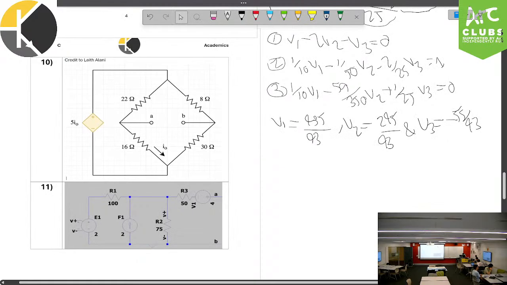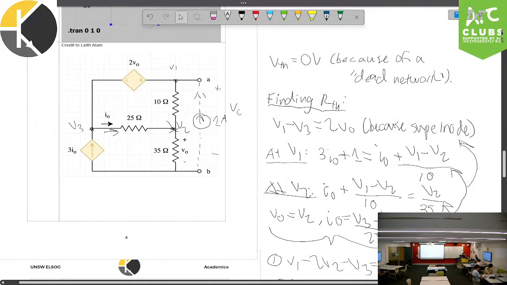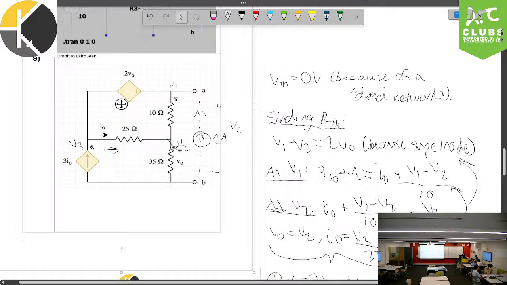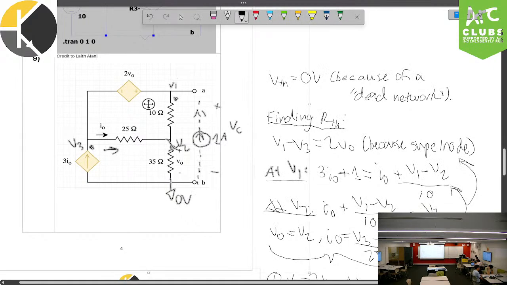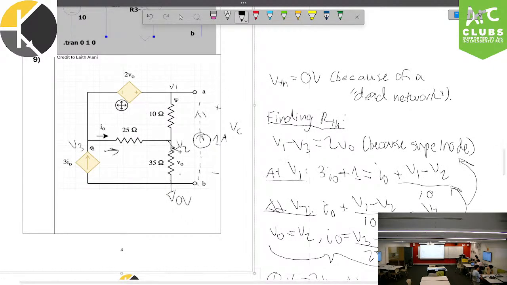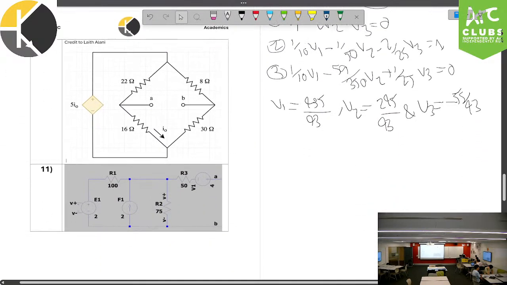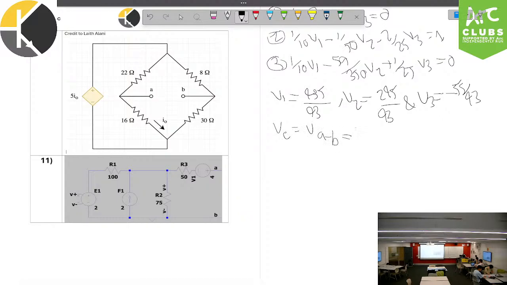Now, we don't actually care about all of these voltages. We just need one. If we look back at the circuit, what are we trying to find? We're trying to find the voltage VC. And VC is just the voltage across A and B. If we say that this is ground, then VC, which is just VAB, is equal to V1. So we go back down. VC is equal to VAB, which is equal to V1, which is equal to 435 on 43.